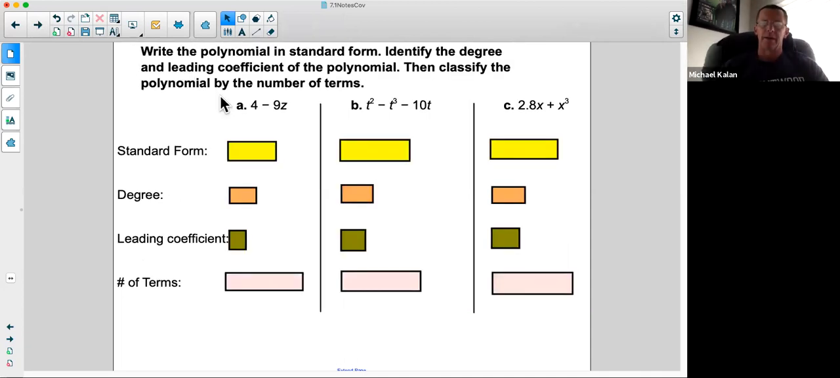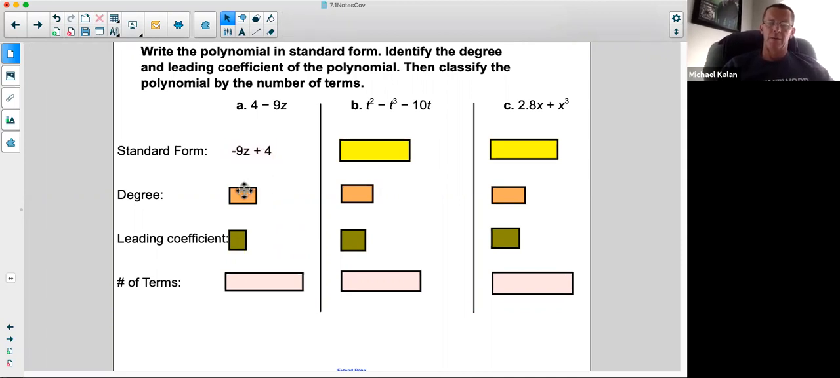All right, great. Okay, so write the polynomial in standard form, identify the degree and leading coefficient of the polynomial, and then classify the polynomial by the number of terms. So basically doing the same thing, except we're adding in this leading coefficient. Remember, the leading coefficient is the coefficient on the first term when it is in standard form, which means the exponents or the degree of the terms go down.